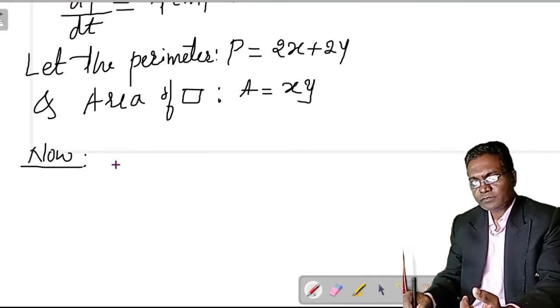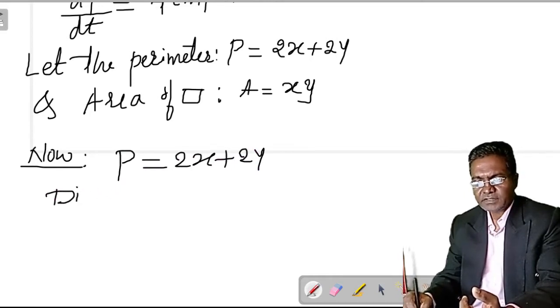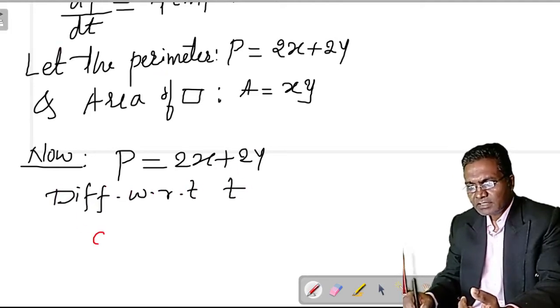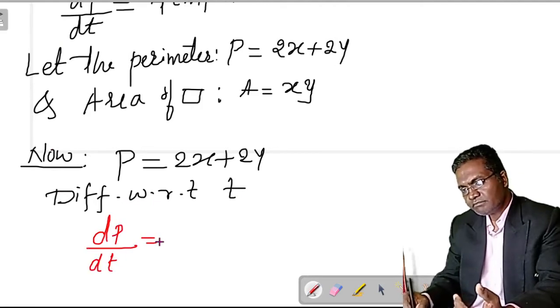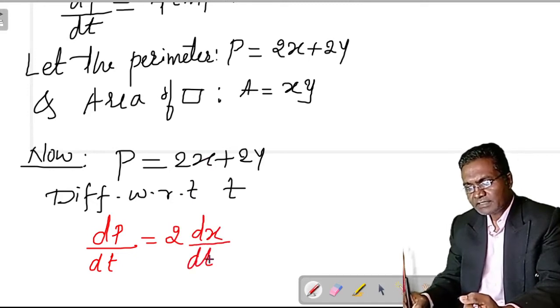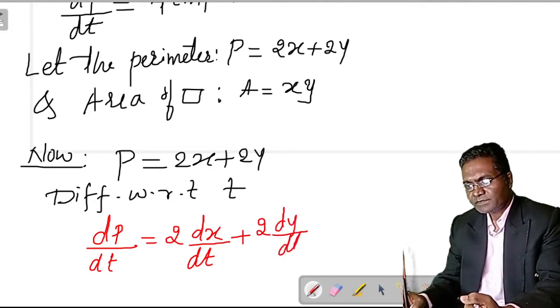Now P is equal to 2x plus 2y. Differentiate with respect to t. Okay, what will we get? dp by dt, this is the rate of change of perimeter, equals 2 into the derivative of x with respect to t, which can be written as dx by dt, plus the derivative of y with respect to t, which is written as dy by dt.